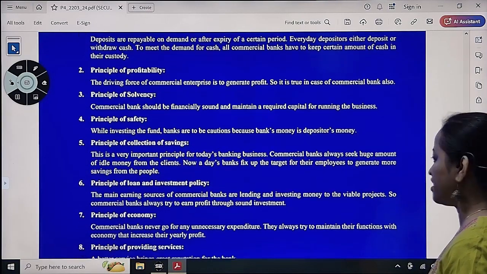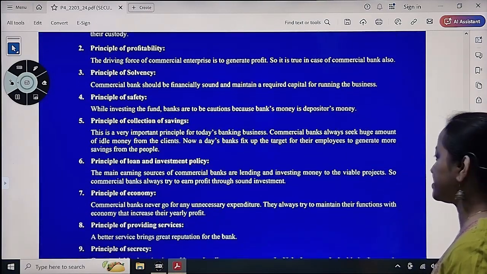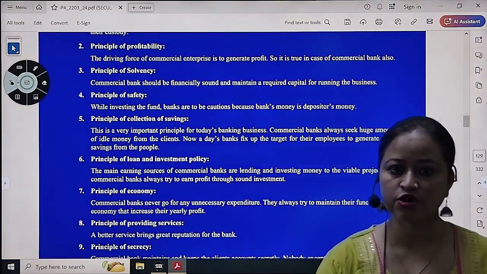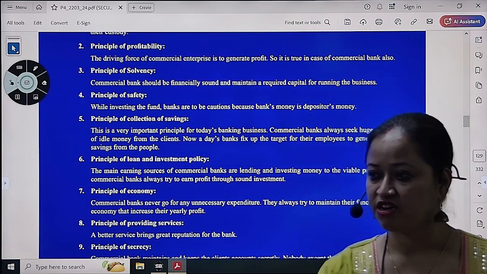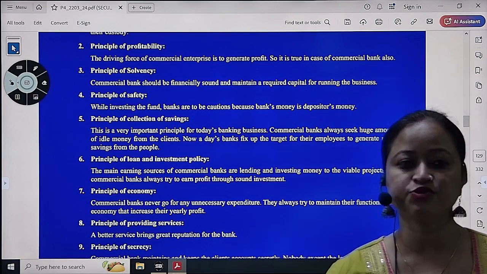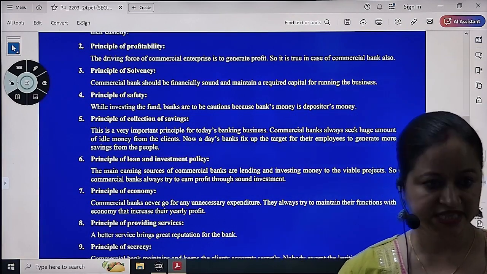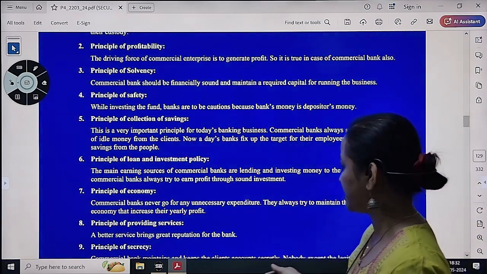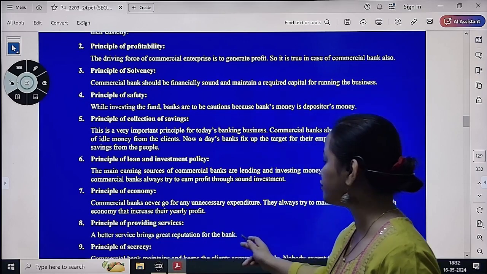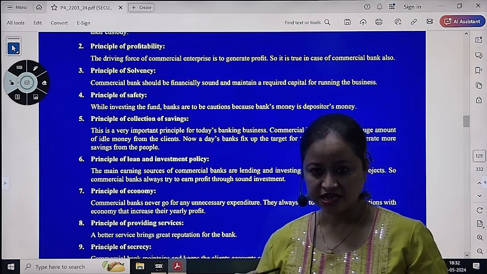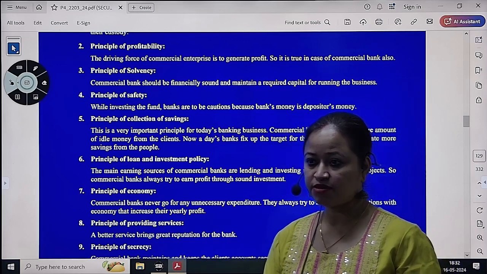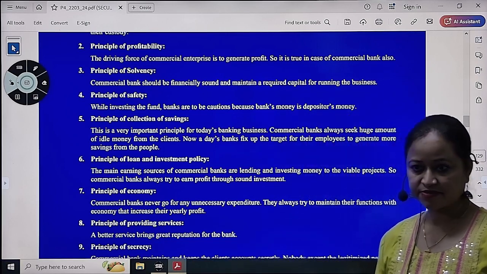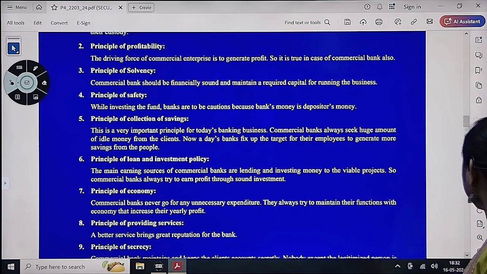Okay? Now next is principle of providing services. So apart from primary functions, they are also providing, as you have now learned, various utility functions, agency functions. Why? Because they want to gain reputation in the market. So a better service brings better reputation for the bank. So if they are giving better service to the customers, they will be able to increase their customer base. Right?